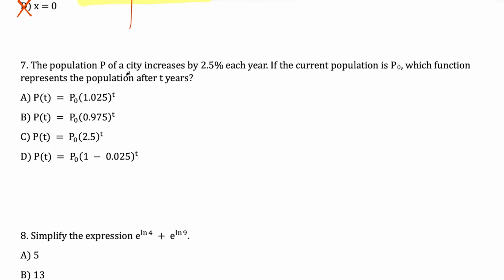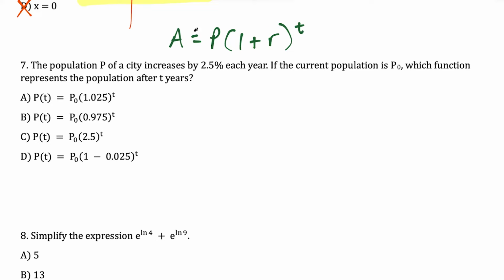Question 7, the population P of a city increases by 2.5% each year. If the current population is P naught, which function represents the population after T years? So for this one, what we should know is when we're dealing with this type of population growth, we're going to be dealing with this formula. We have A equals P times 1 plus or minus R, but in this case, we're dealing with population growth. The population is increasing. So we're going to have 1 plus R and then to the T power.